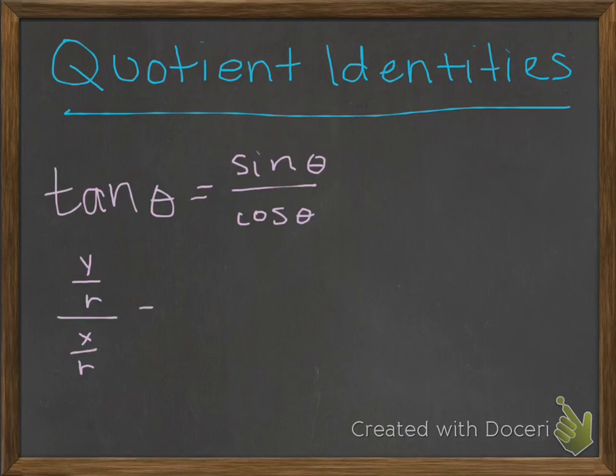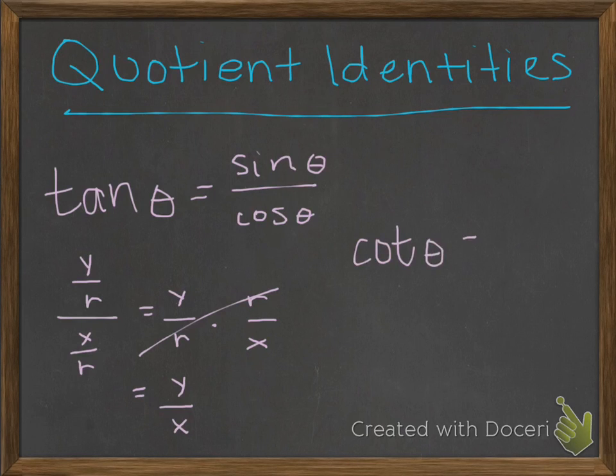So if I keep change flip, if I did y over r times r over x, notice these r's are going to cancel and I'm left with y over x. And y over x is what tangent is equal to. So that's how that proportion works out. And then I know that tangent is the reciprocal of cotangent. So to follow up on that last slide, if tangent is sine over cosine, that means cotangent is cosine of theta over sine of theta. So those are the only two quotient identities.